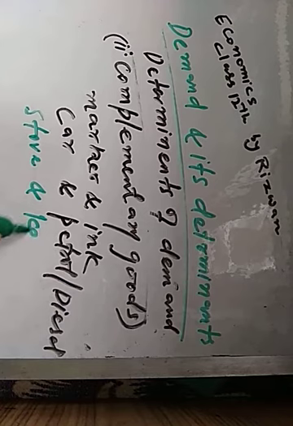Cito and kerosene. The use of a cito depends upon the price of kerosene and its availability. Means the price of these complementary goods also affects the demand for a particular good. Demand of a marker depends upon the price of ink. Demand of a car depends upon the price of petrol, which is its complementary good. And demand of a cito depends upon the price of kerosene, which complements the use of this cito.